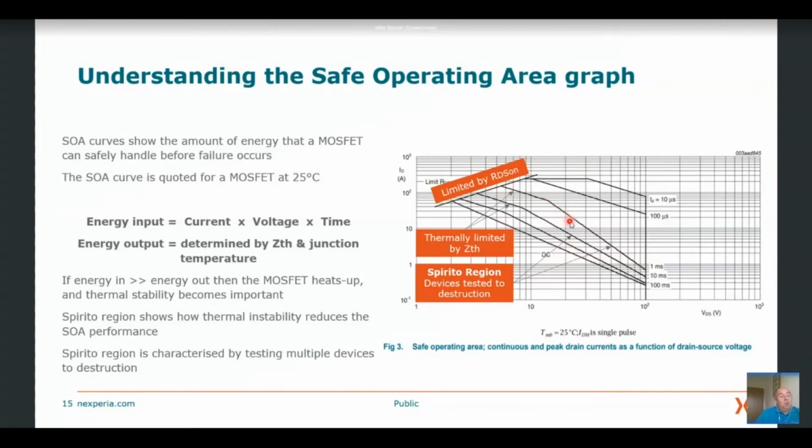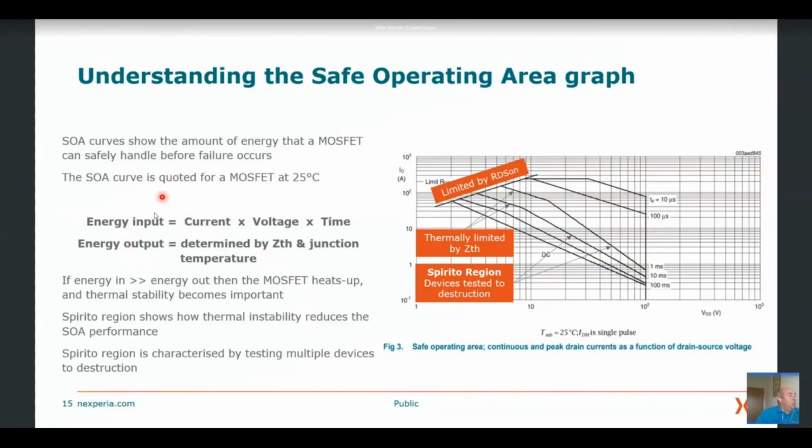And then we've got the third part of the curve that's called the Spirito region. Spirito was a clever engineer who worked out that under certain conditions, the SOA performance of a MOSFET actually falls off faster than the theory suggests. That's because the MOSFET is operating in this unstable region, and you don't get the full entitlement.